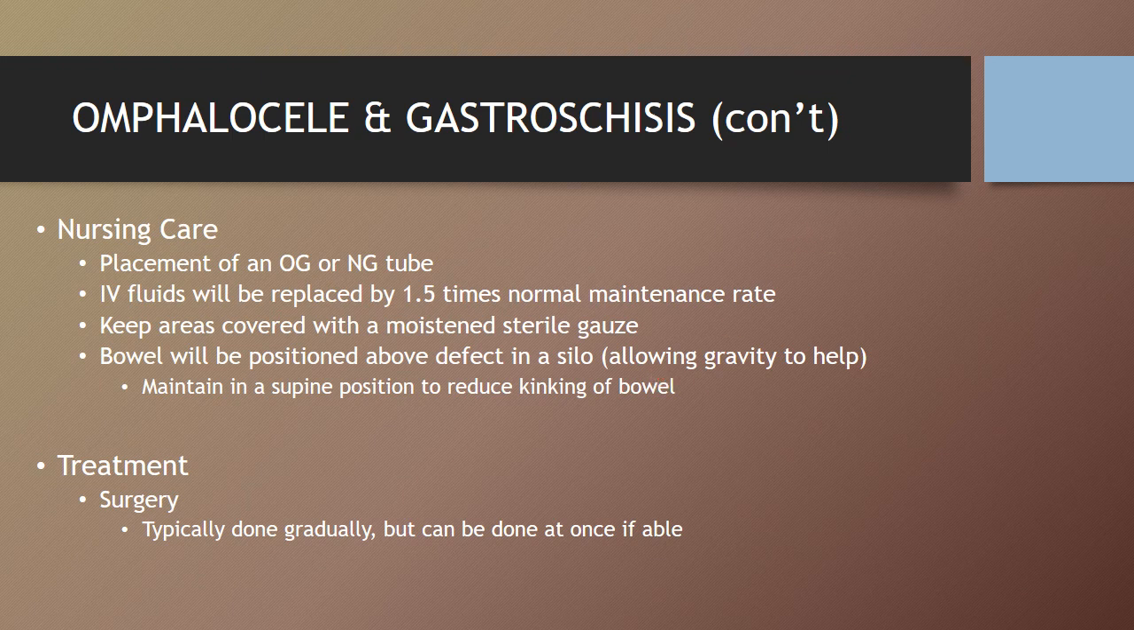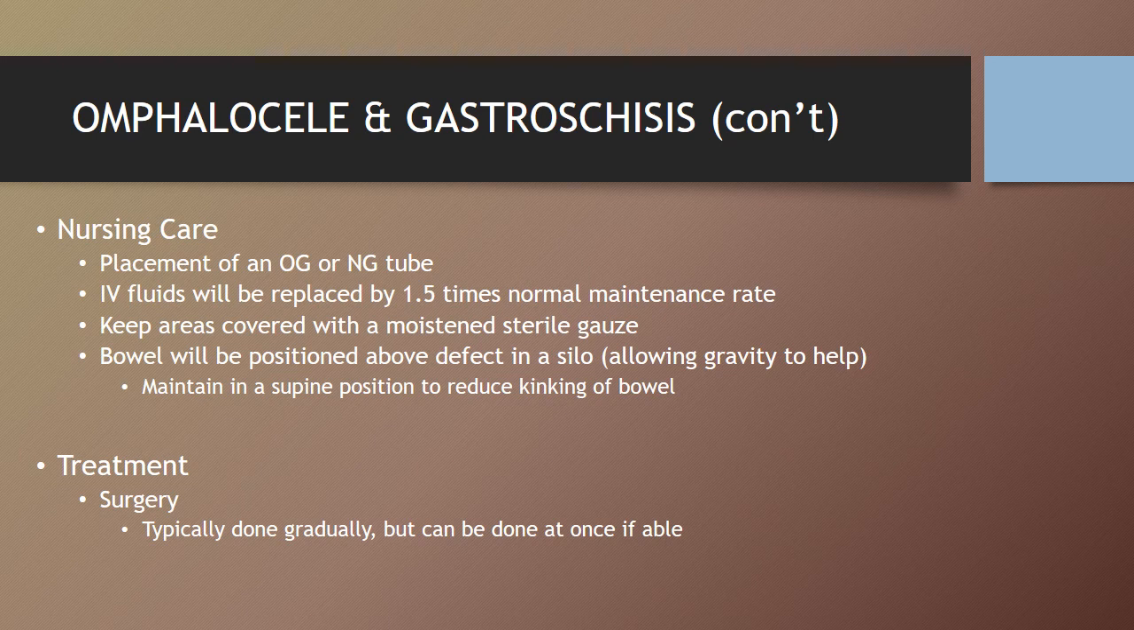Nursing care for these kids, you'll have a placement of an OG or NG tube. IV fluids will be replaced by 1.5 times the normal maintenance rate. So whatever the maintenance rate is, you're going to do that times 1.5. You're going to keep the areas covered with a moistened sterile gauze, kind of like the myelomeningocele and the meningocele I talked about in neuro. You want to keep those covered and moist. You don't want them to dry out.